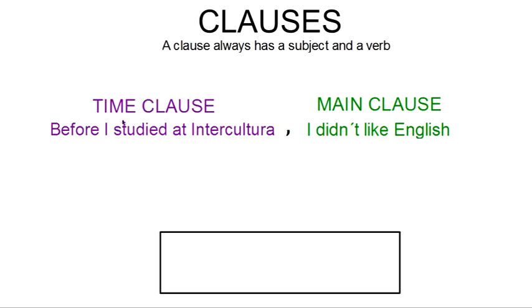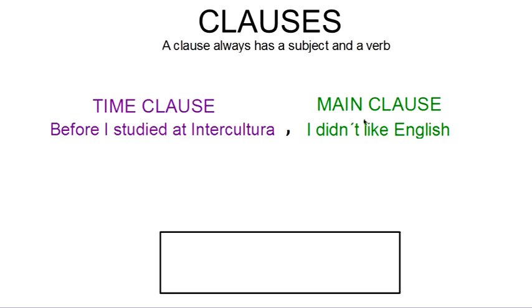So if we look at this sentence, I have a time clause and a main clause. I say, before I studied at Intercultura, I didn't like English. So I use this time clause because I'm talking about a specific time, using before. Before I studied at Intercultura, I didn't like English. And notice I'm using a comma to separate my time clause and my main clause.